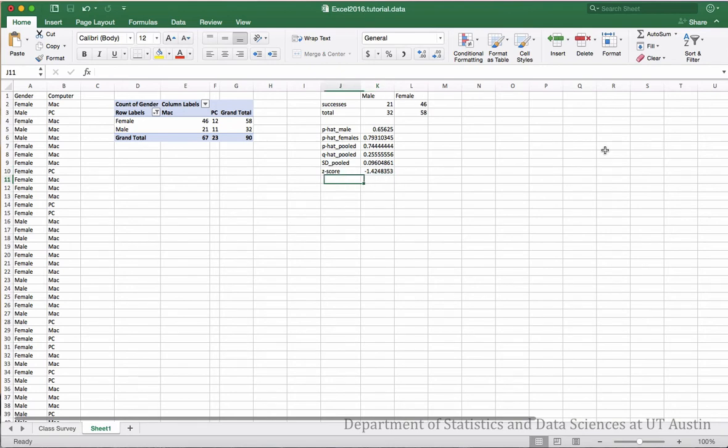Once we have our z-score, we can then calculate a set of p-values. Our p-values are dependent on the type of alternative we have. There are 3 versions of a type of test we could have. We could have a one-sided test, which is greater than.